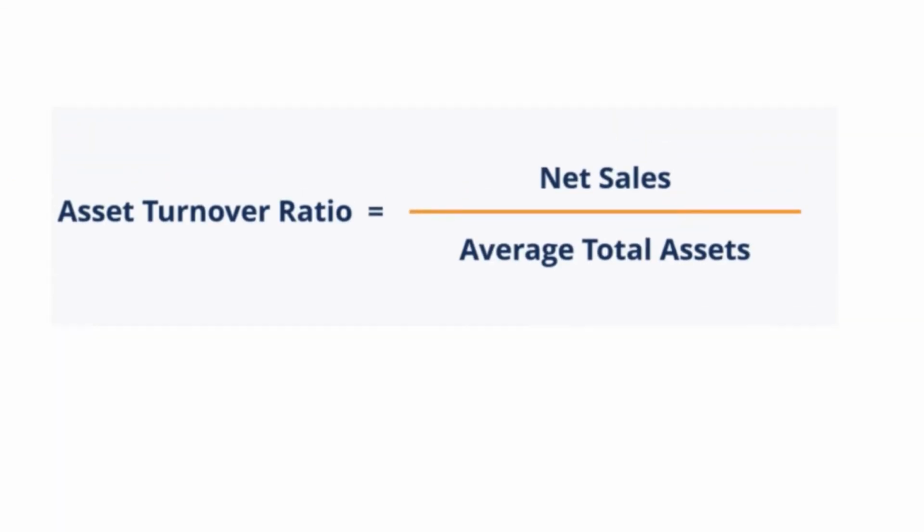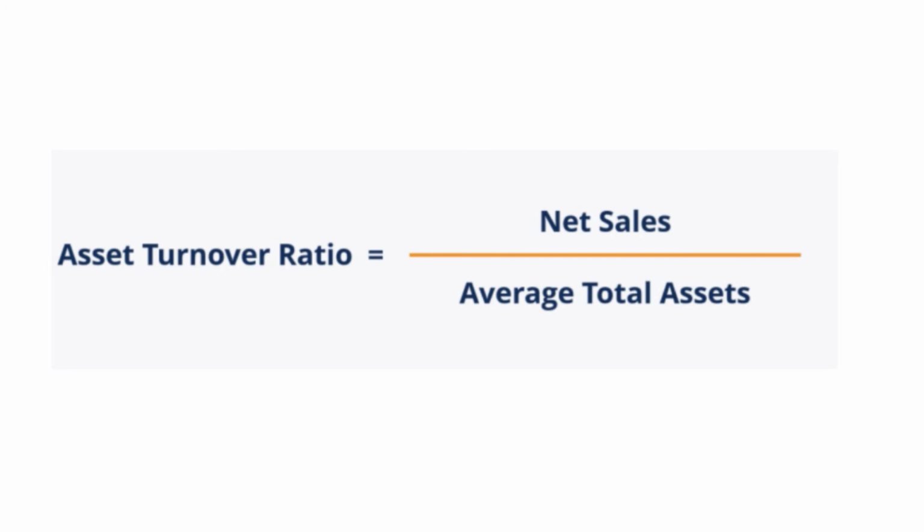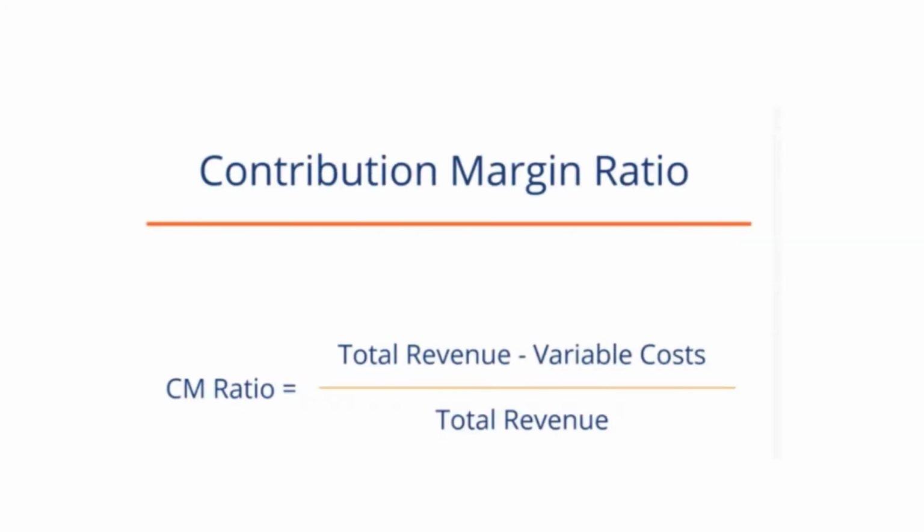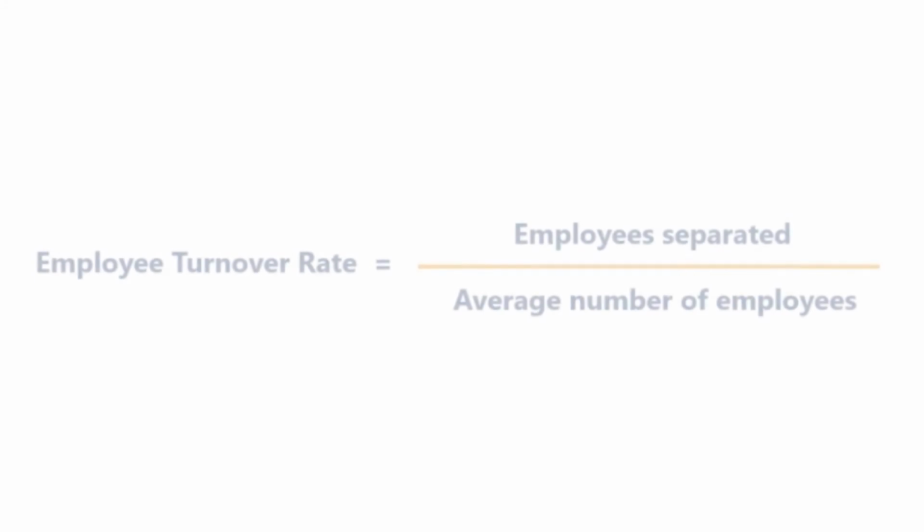You have the asset turnover ratio. This expresses net sales as a multiple of the company's total assets. So the formula here is net sales divided by average total assets. We're putting all these formulas on the screen for you folks. Then you have the contribution margin ratio, one of my favorites. This shows the percentage of earnings retained after variable cost. So the formula is total revenue minus variable cost divided by total revenue.